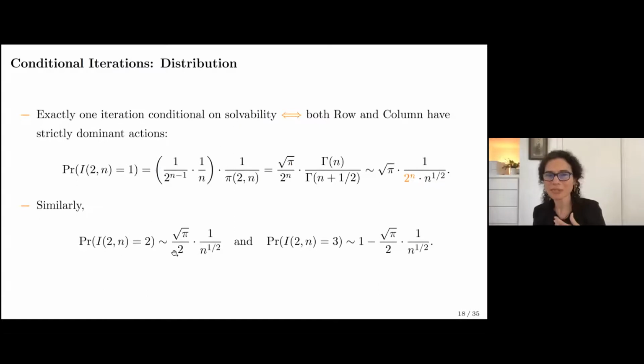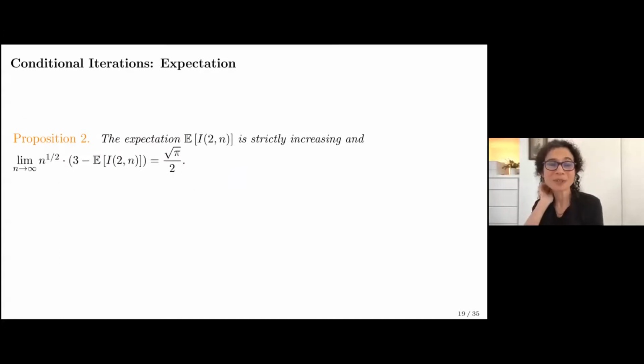Now, similarly, we can also calculate in much the same fashion, I won't go through the algebra, the probability that you need precisely 2 iterations, that also goes to 0, but a bit slower, or the probability that you need 3 iterations, which approaches 1 naturally, because the others approach 0. So what we have ultimately is that the expectation is strictly increasing. In fact, it's increasing to the maximal possible 3 at a rate of 1 over square root of n.